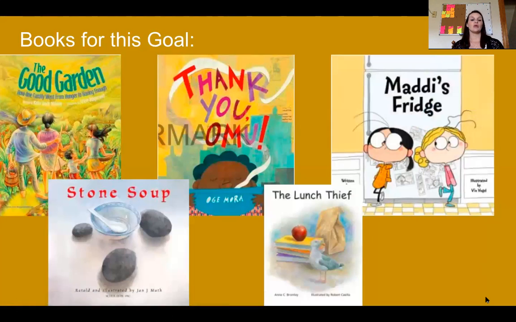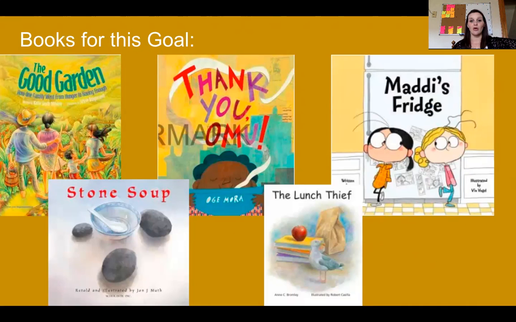So the books for the school, I want to start there. Each of these in the slide deck is hyperlinked to Amazon, not because I am any sort of Amazon affiliate, but because it's where I do my shopping. So any place that you buy books will probably have access to these. So if you're a Barnes & Noble fan, or I often stop at my local Books A Million, wherever you find books, right? So the ones that the UN has chosen for this month are The Good Garden, Thank You Amu, Maddie's Fridge, Stone Soup, and The Lunch Thief.